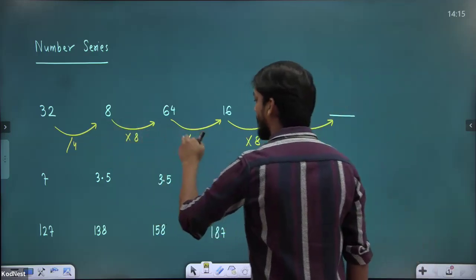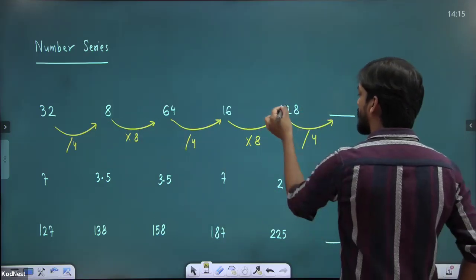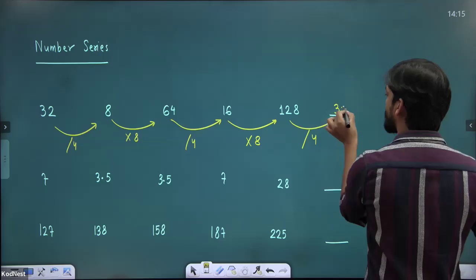Now divide, multiply, divide, multiply. So next will be divide. 128 by 4 is 32. So the answer is 32.